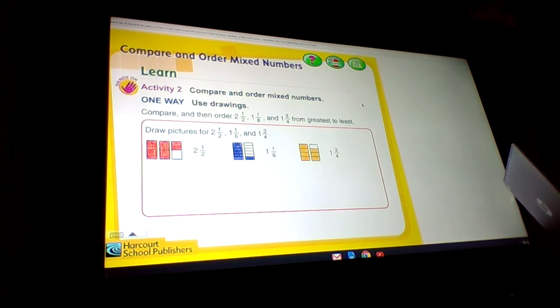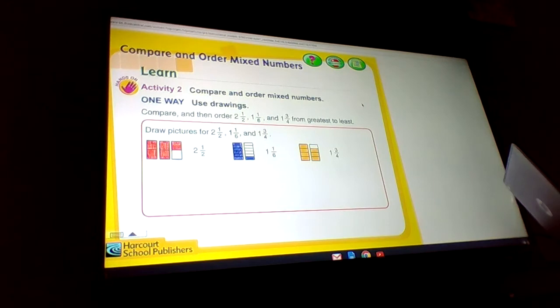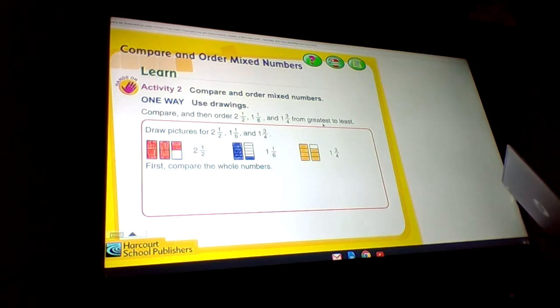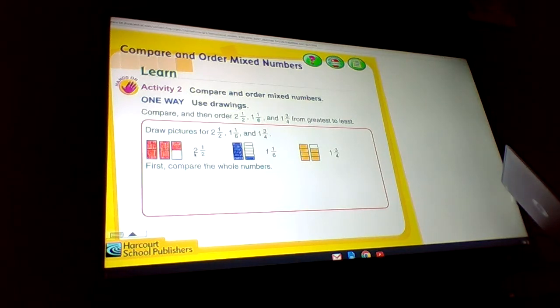When we have models like this, it's super easy for us to put these in order from least to greatest. Except they're saying greatest to least, so we have to make sure that we read the directions. So first, compare the whole numbers. If we're looking for the greatest, can you tell which one's the greatest without doing any math? Just looking at the whole numbers. Well, 2 is bigger than 1. So 2 1/2 is immediately our biggest number.